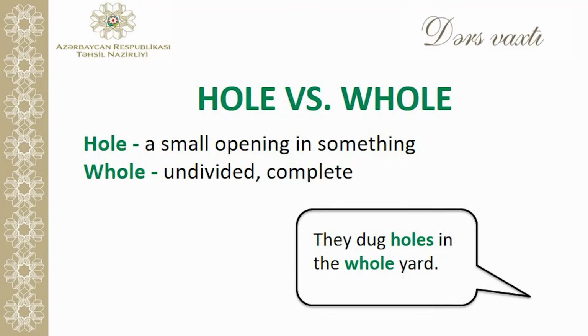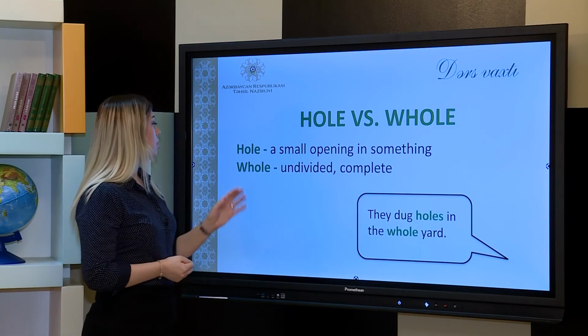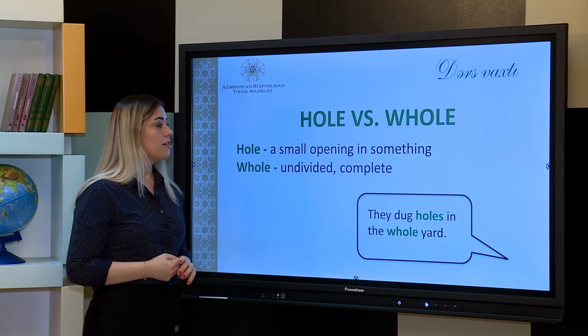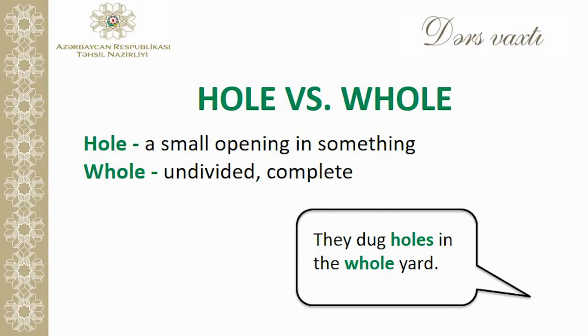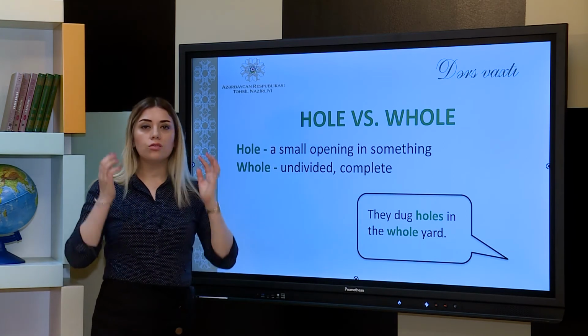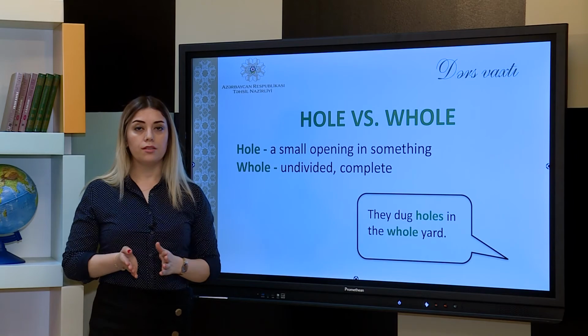Second example, hole versus whole. The first one, hole, H-O-L-E, is a small opening in something. Okay? And the second word, W-H-O-L-E, is undivided, complete. They dug holes in the whole yard. Can you see the difference, dear students? The words sound the same. We can hear the same word, but they have completely different meanings.